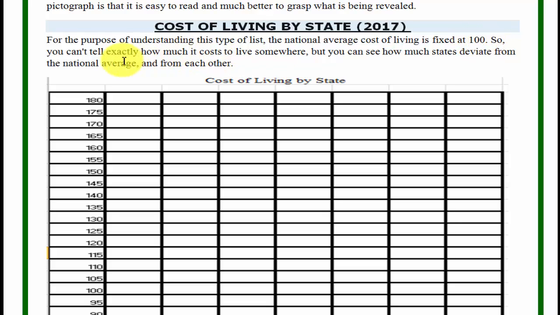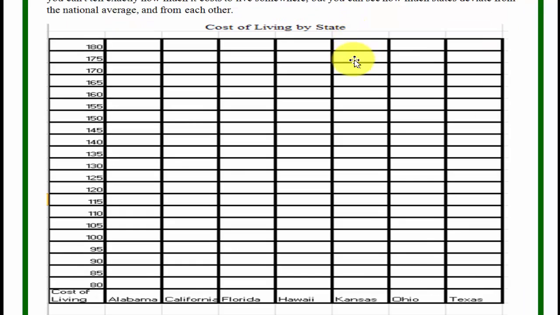So you can't tell exactly how much it costs to live somewhere, but you can see how much states deviate from the national average and from each other. I think it's imperative that you understand this, and the reason you're using a picture graph is because it's better to illustrate exactly what is happening than doing it by numbers.